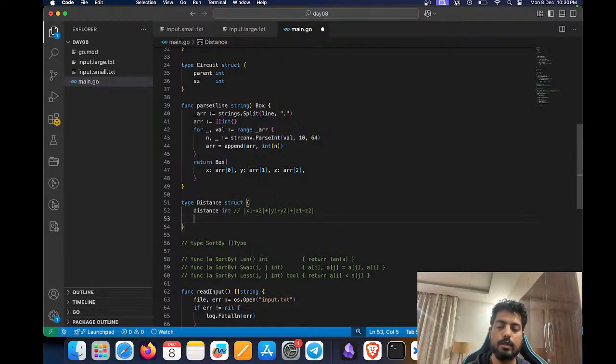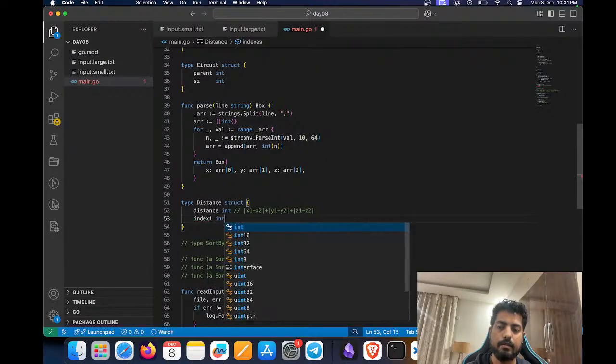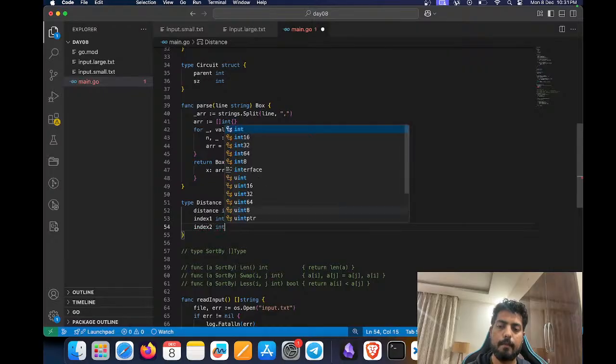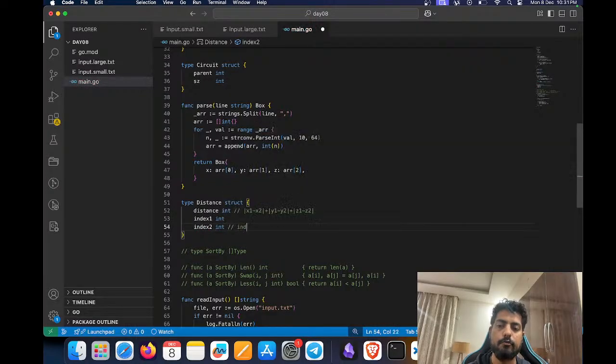And also the indexes, where we can have an array of index, but I'll just call it index 1 and index 2. So these are the index of box 1 and the index of box 2.